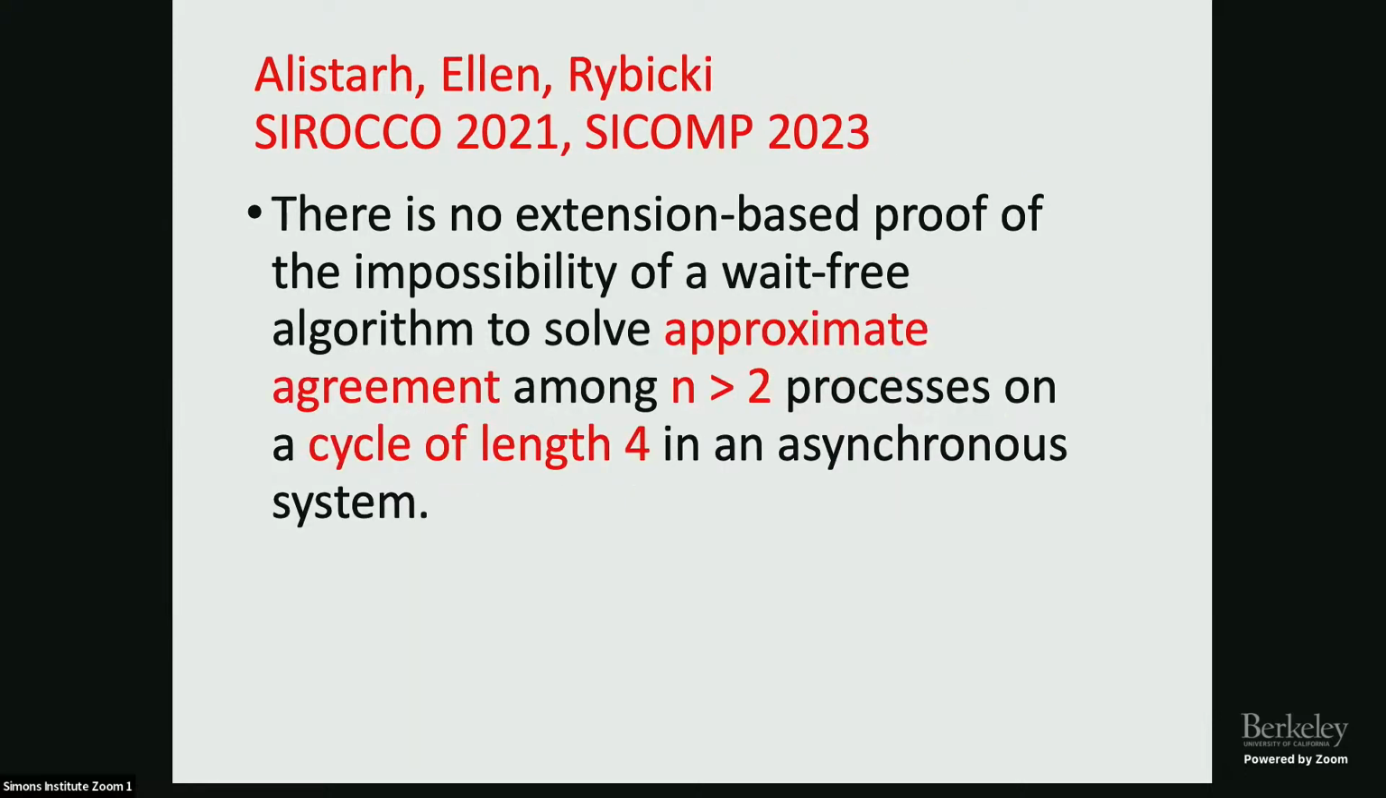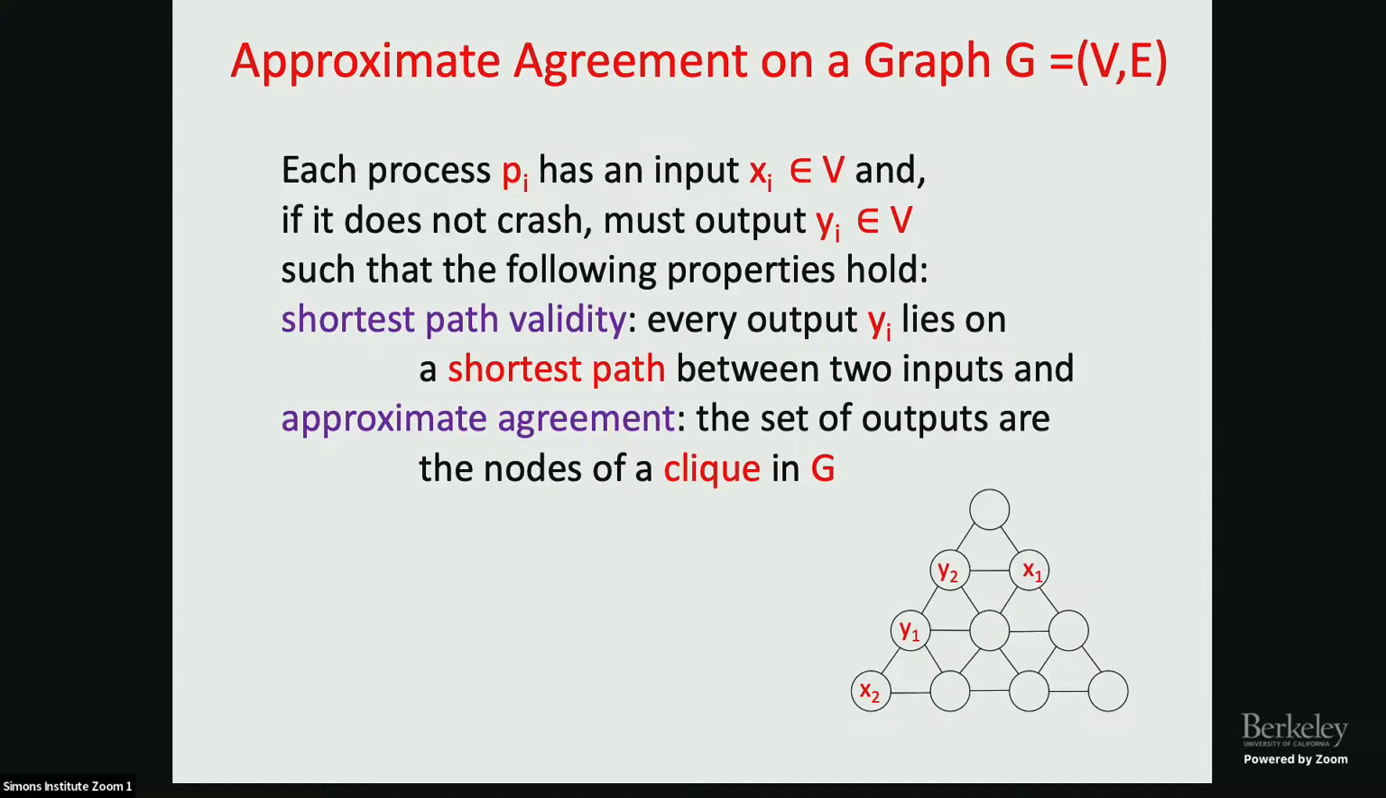We later showed a similar result for a different problem. Specifically, we proved that there's no extension-based proof of the impossibility of a wait-free algorithm to solve approximate agreement among more than 2 processes on a cycle of length 4 in an asynchronous system. Okay, so what's that problem?